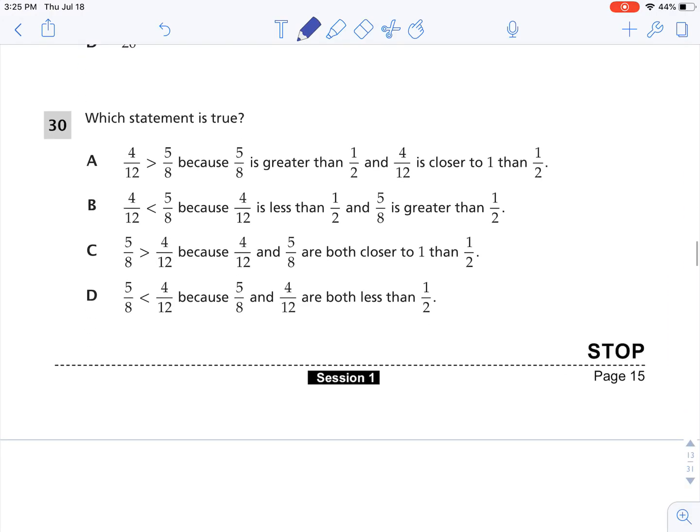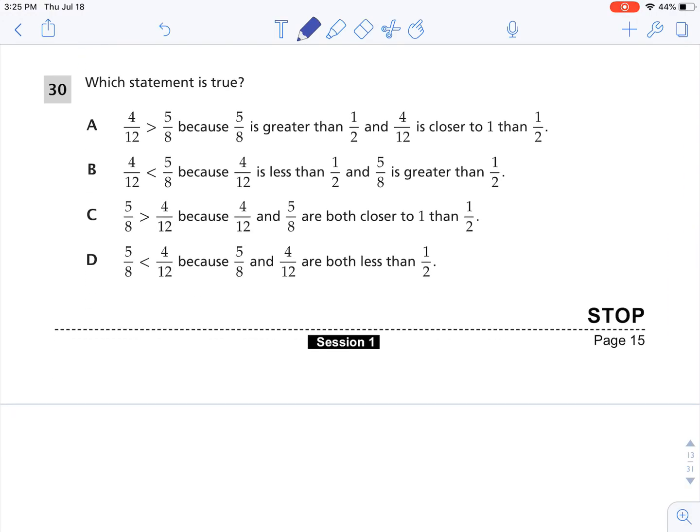Let's look at 30. Which statement is true? 4/12 is greater than 5/8 because 5/8 is greater than 1/2. That is true. 5/8 is greater than 1/2 because 1/2 is the same as 4/8, and 5/8 is greater than 4/8. And 4/12 is closer to 1 than 1/2.